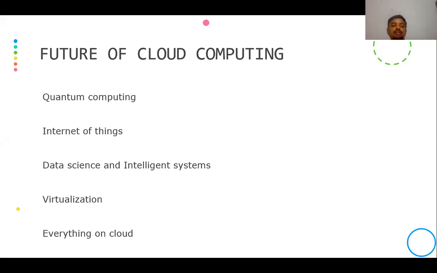What do I mean by everything on cloud? It is when all of the businesses across the world invest enough so that they have a majority of their workload happening on the cloud, right? So the future for cloud computing is actually the present, and the future for cloud computing seems to be exciting and seems to be a good place to be in, right?